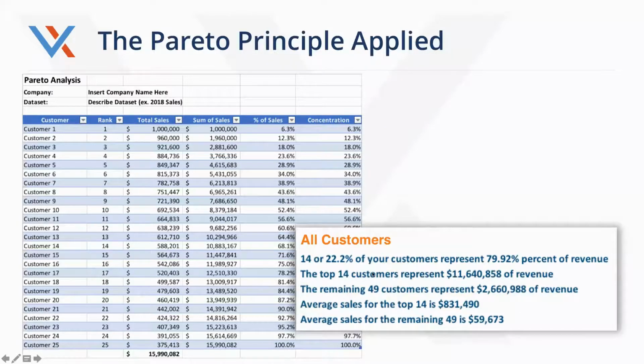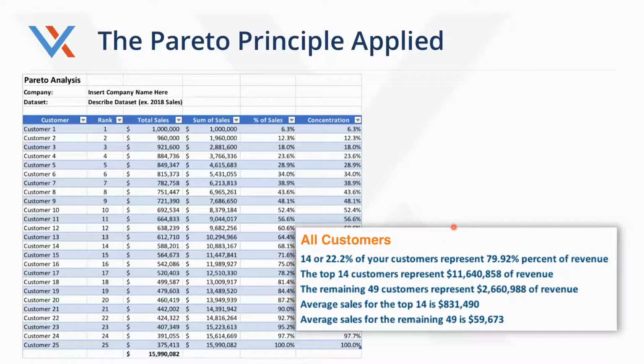Down in this orange and blue box is a real life situation, just to give you a feel for how I've seen this play out in reality. With this particular customer, they had 63 customers that they were doing business with. It turned out that 14 of them, or 22.2% of the customers, represented 79.92% of the revenue. So pretty spot on. Top 14 customers represented $11.5 million in revenue. The remaining 49 represented $2 million.